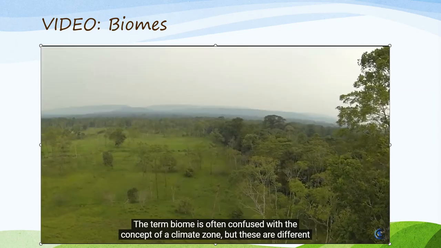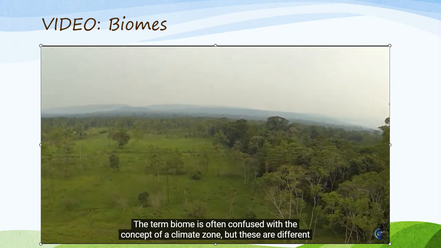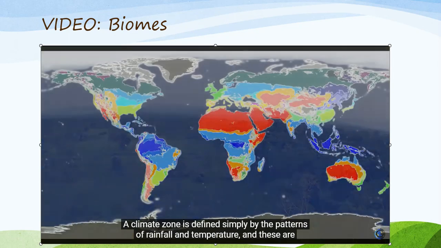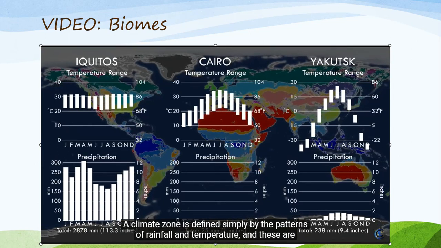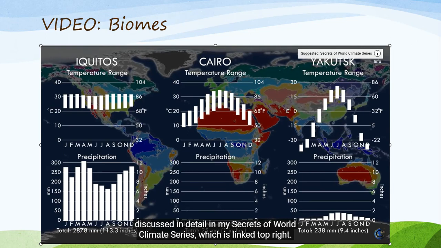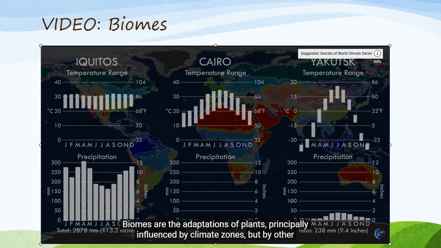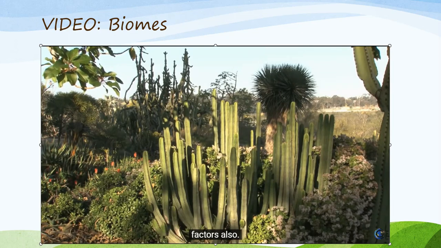The term biome is often confused with the concept of a climate zone, but these are different in nature. A climate zone is defined simply by the patterns of temperature and rainfall, and these are discussed in detail in my Secrets of World Climate series, which you can find linked top right. Biomes are the adaptations of plants principally influenced by climate zones, but by other factors also.